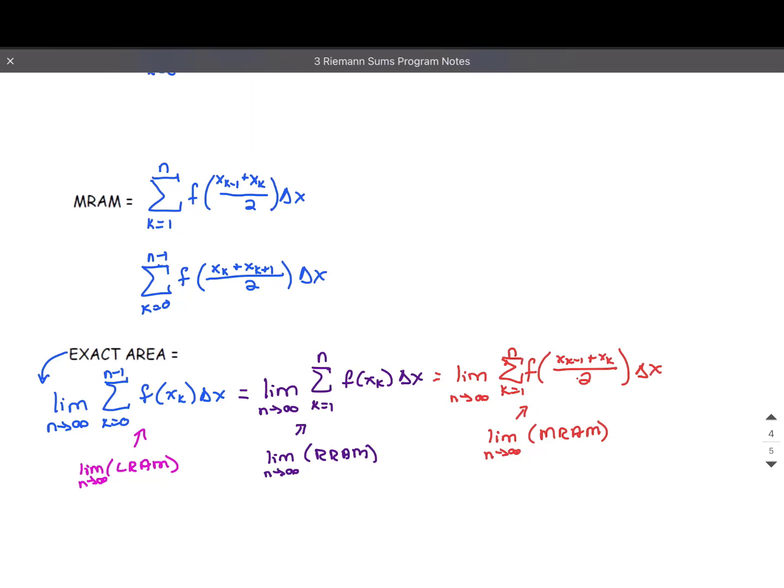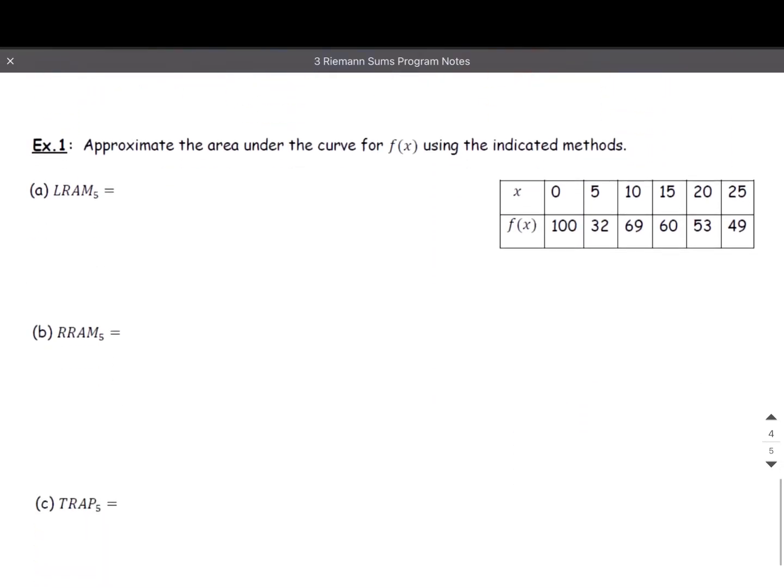And it's also equal to the limit as n heads to infinity of your trapezoid. Now your trapezoid is the average of those two, so I really don't want to write that in summation notation. That's okay. We don't need to, all right? But it's really cool that all of those limits are the same. They all head to the same place when you use a tremendous amount of rectangles or trapezoids. Let's do one more problem here.